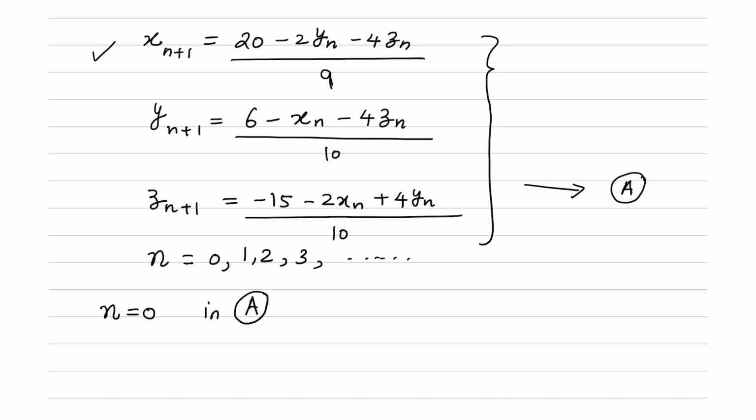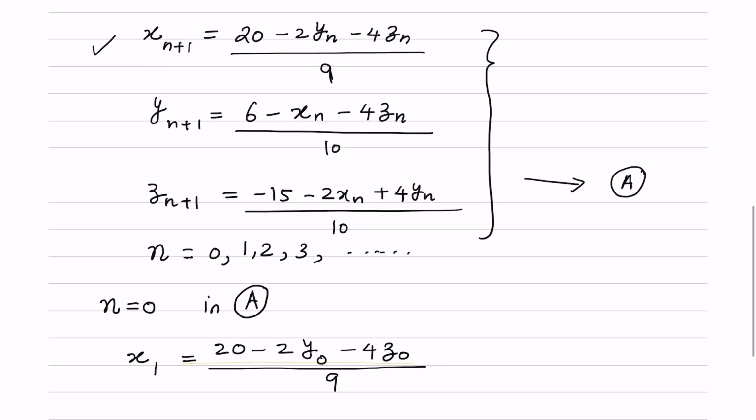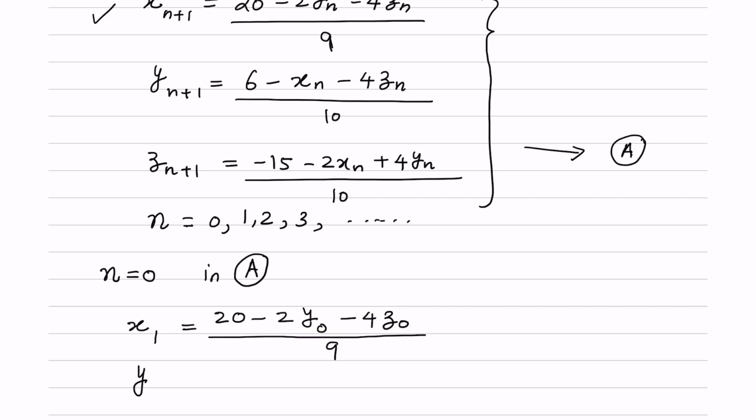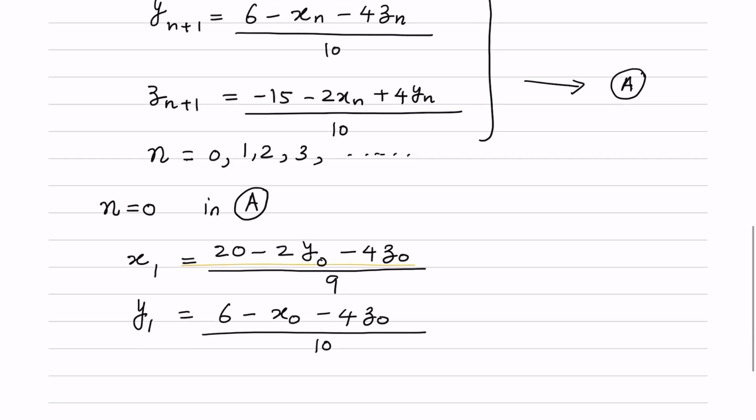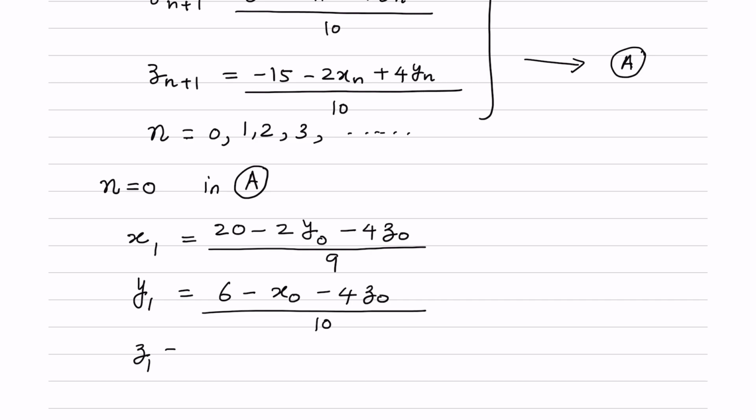When we put n equal to 0, it gives us on the left hand side 0 plus 1 is 1, x1, and on the right hand side we get 20 minus 2y0 minus 4z0 whole divided by 9. And we get y1 equal to 6 minus x naught minus 4z naught whole divided by 10. And we also get z1 equal to minus 15 minus 2x naught plus 4y naught whole divided by 10.